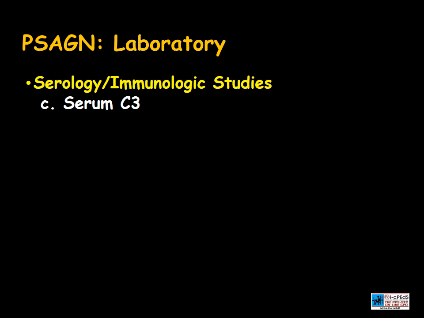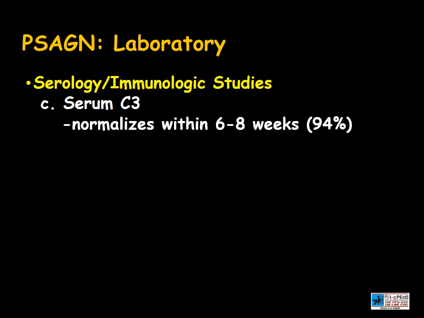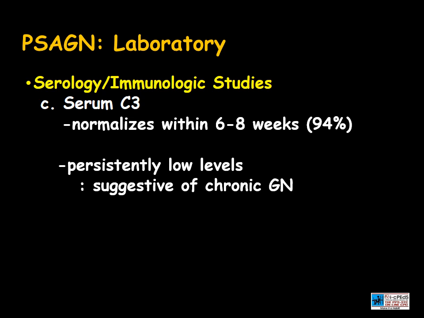Serum C3 usually normalizes within 6 to 8 weeks in 94% of patients. And if there are persistently low levels of serum C3, this is suggestive of chronic glomerulonephritis.